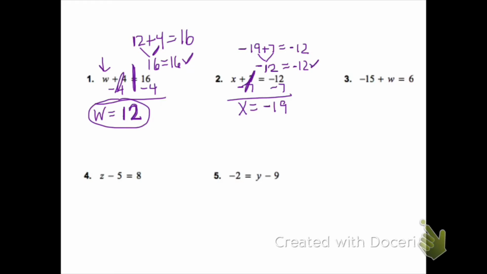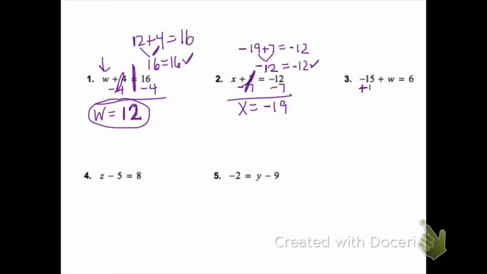On number 3, on first look, it might appear that we need to undo addition, but you have to take a little closer look and notice that 15 is negative. So we need to use the additive inverse, because if I just think, oh, I have to undo addition and I want to subtract 15 on both sides, negative 15 plus negative 15 is negative 30, and we need the sum to be 0. So the additive inverse is the opposite, right?